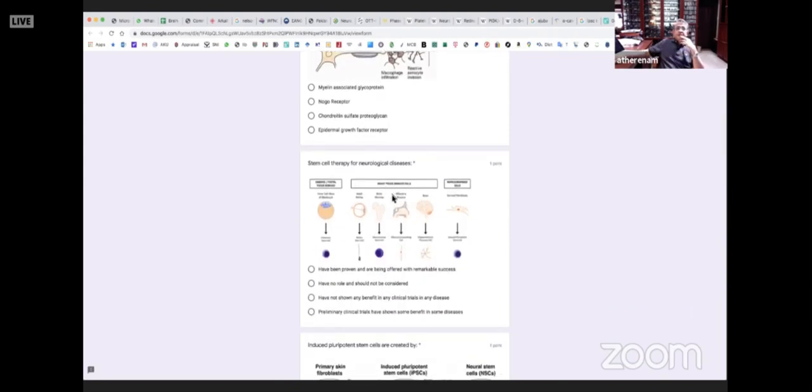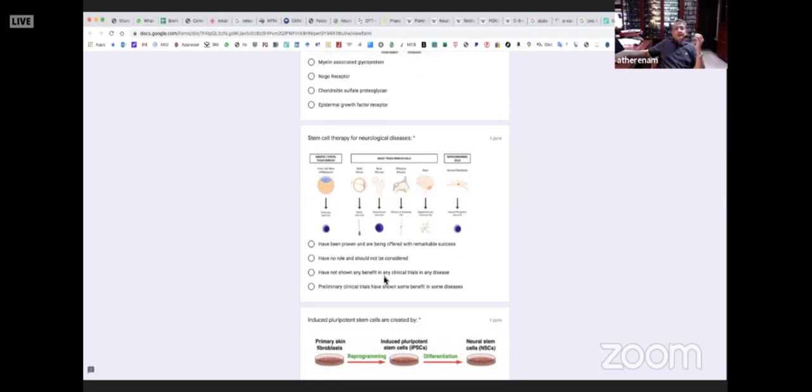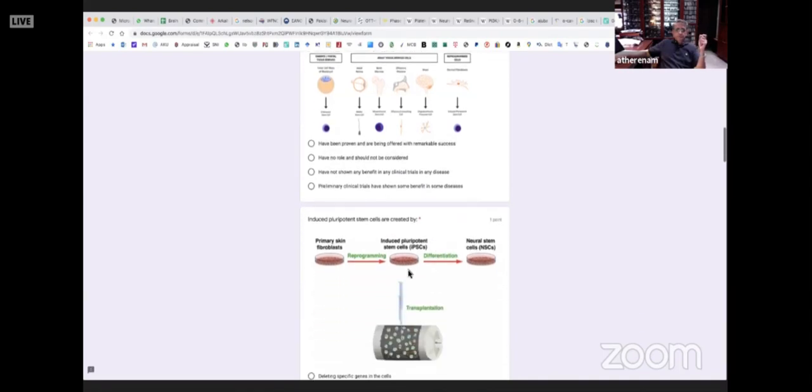Stem cell therapy for neurological diseases have been proven and are being offered with remarkable success. No. Have no role and should not be considered. That's not true either. They may have a lot of role and should be considered. Have not shown any benefit in any clinical trials in any disease. That's not true. There are a lot of clinical trials that are being done in phase 1, phase 2 on different diseases, ALS, multiple sclerosis, traumatic brain injury. Mesenchymal stem cell therapy is being done and has shown some effect. And so the answer is preliminary clinical trials have shown some benefit in some diseases.